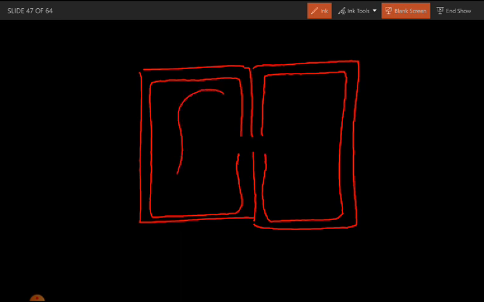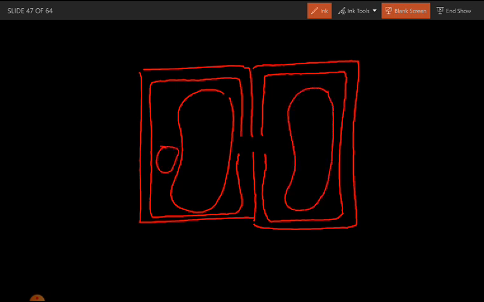A big central vacuole is present and the nucleus is pushed towards the periphery of the cell. There are small connections between the plant cells. These channels and these connections are known as plasmodesmata.